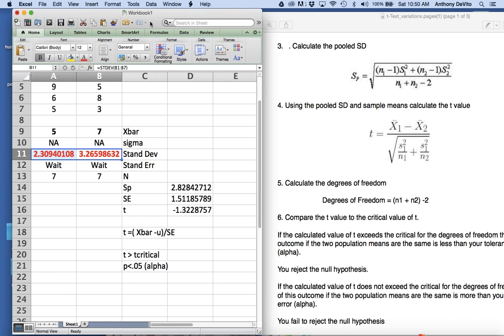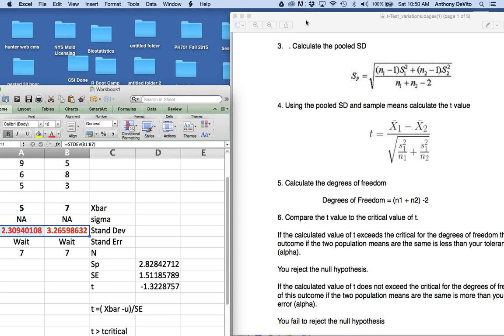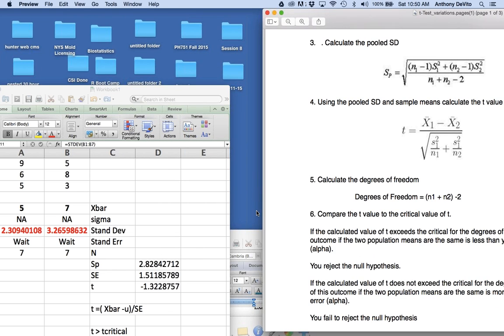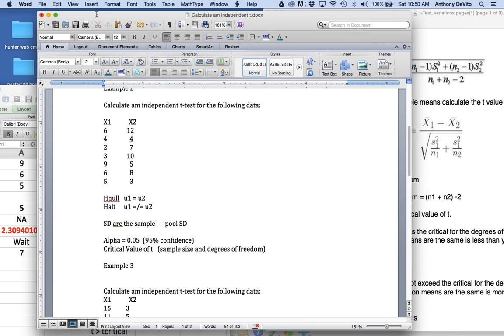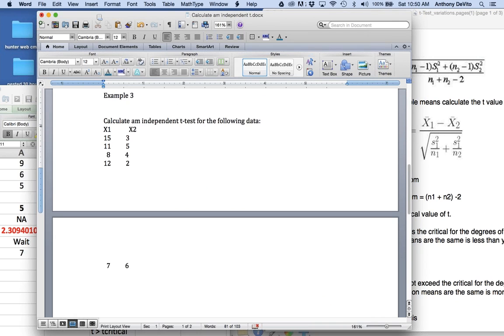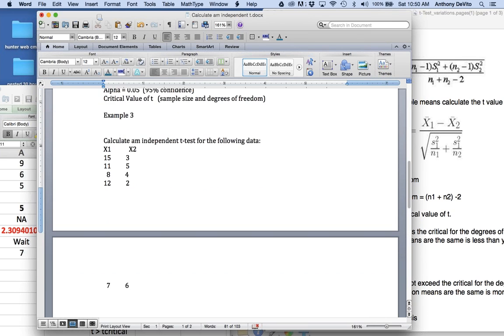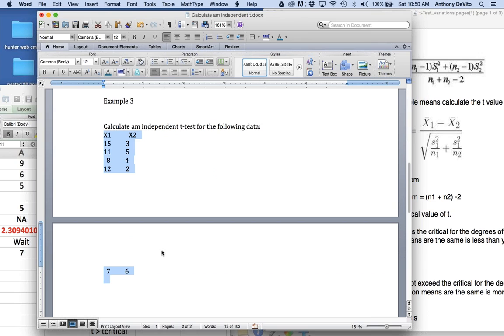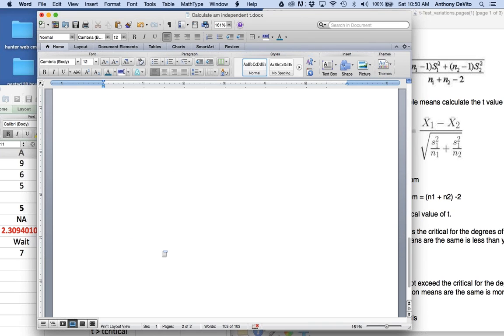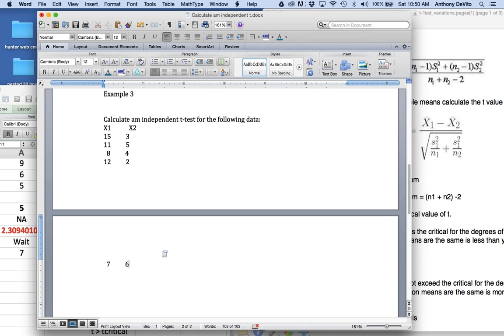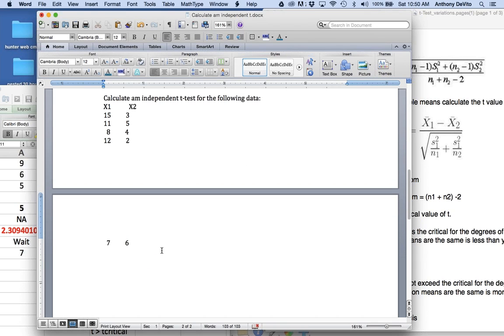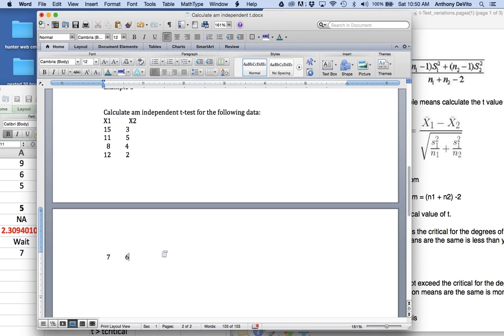Okay, so let's go on to another problem here. Let's take a look at number 3. In this case, I am looking at not independent samples. I meant to put paired here.